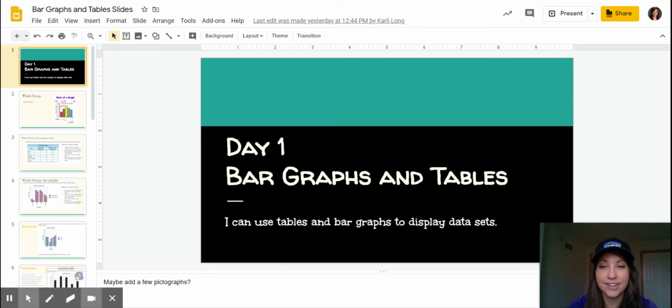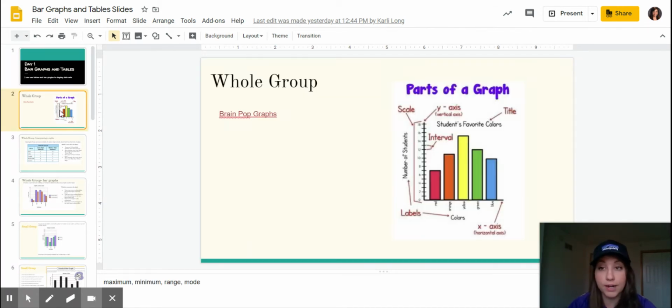Hey guys, today we're going to be talking about bar graphs and tables. And the I can statement is I can use tables and bar graphs to display data sets. And we actually already did this year too. We did it twice. Once near that Halloween time with the pumpkin seeds, we graphed those. And then another time on Valentine's Day, we did those Valentine's hearts and we made bar graphs.